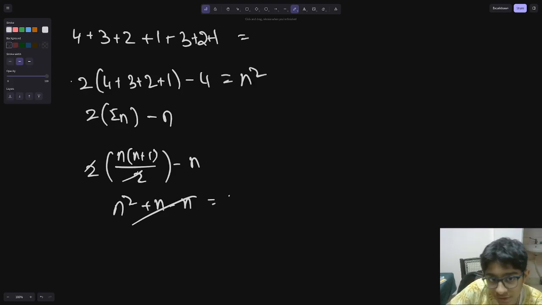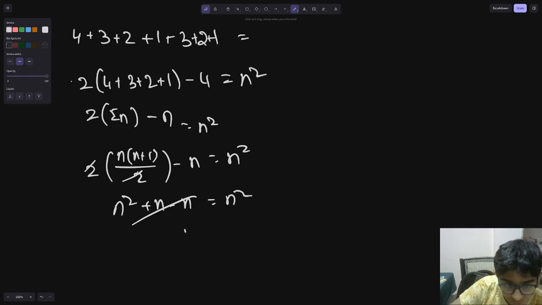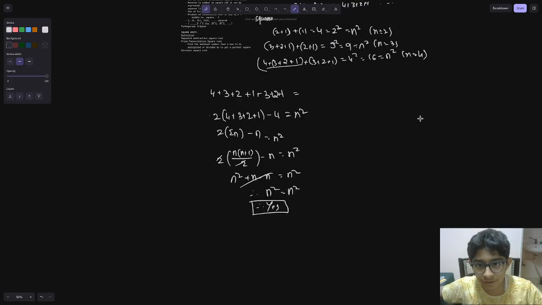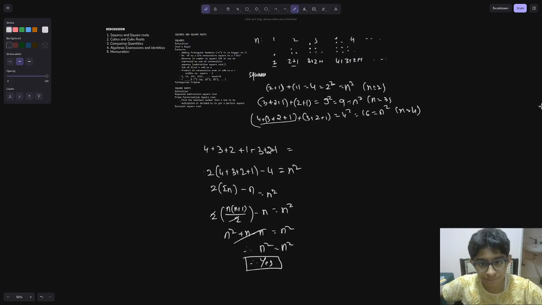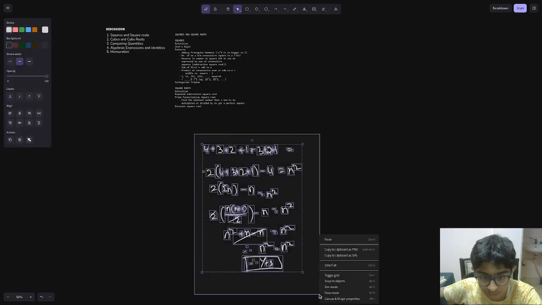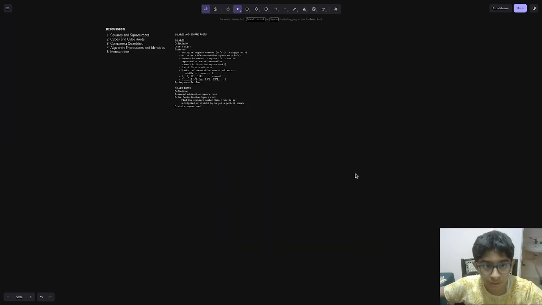So we need to prove this equal to n square, right? N square, n square, n square. So we have arrived at a conclusion. Therefore, yes, this is a mathematical proof for the triangular numbers. Okay, if you want, you can screenshot it right now. Done. Moving on. I am going to delete this now. Delete and delete. Okay, next, moving on.